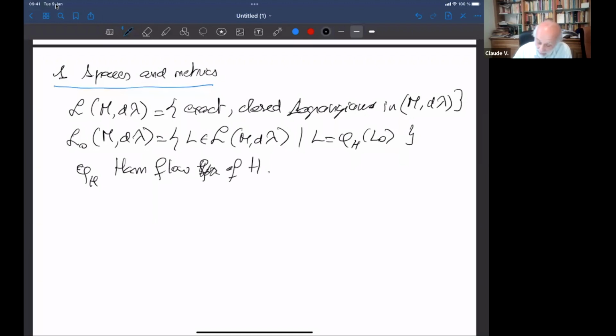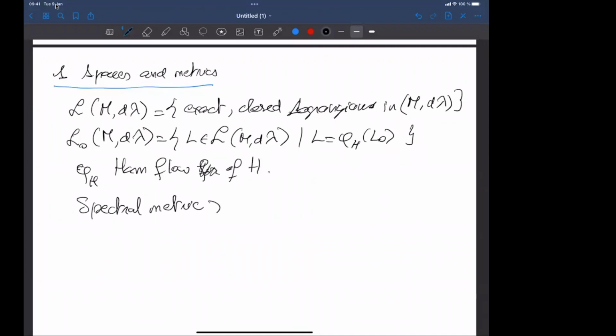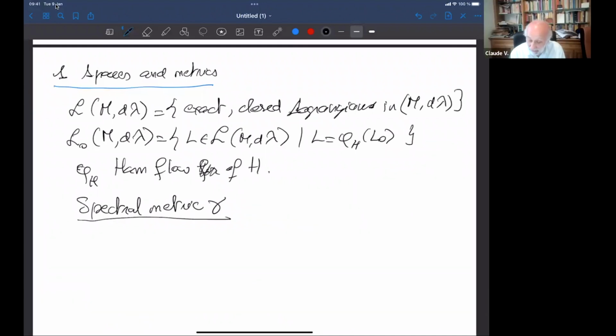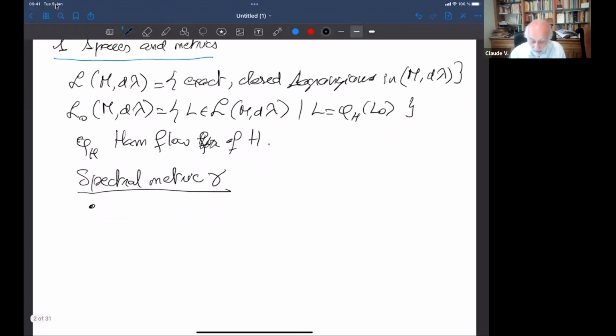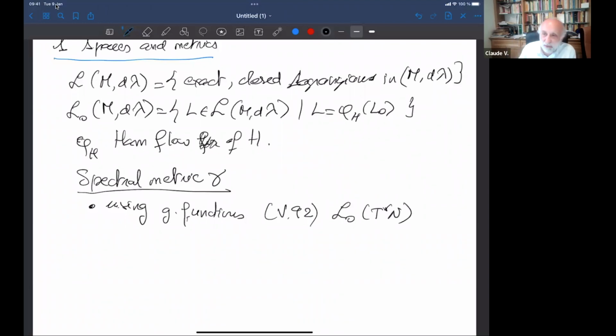Now, I will also use the spectral metric gamma. And this was defined in several ways. So there's a method using generating functions, and I did that originally in 92. And this works in L0 of T star N. And of course here L0 means those Hamiltonianly isotopic to the zero section.